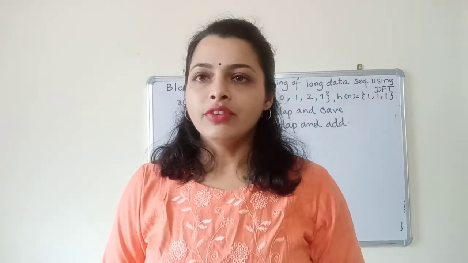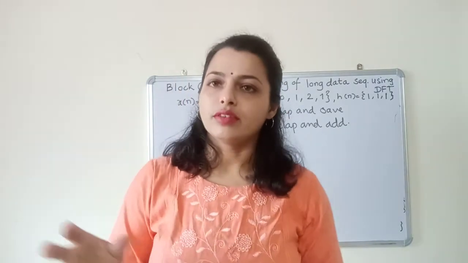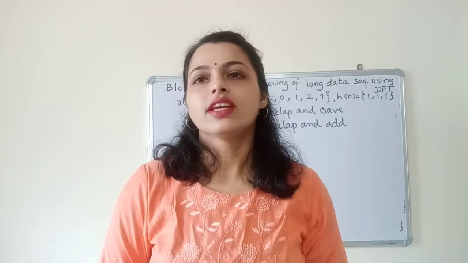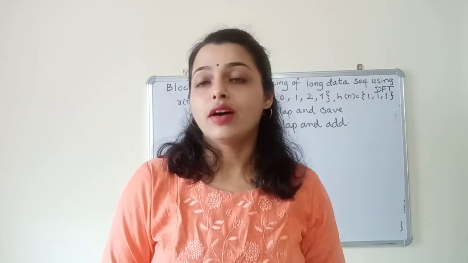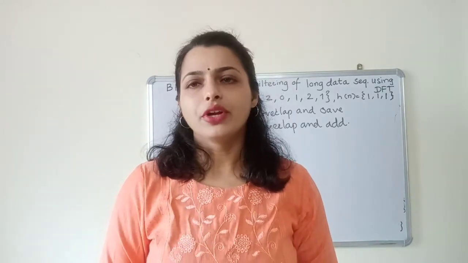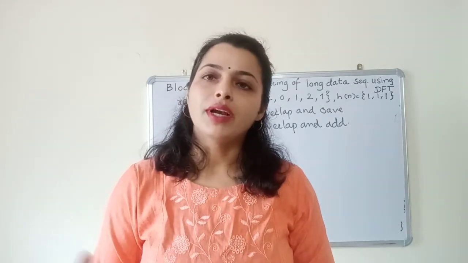When we get the linear convolution using circular convolution, we have seen the zero padding method. We have to add a lot of zeros according to the length of your impulse response, and then take the matrix multiplication. It is very computationally inefficient to multiply such large matrices. So what is the remedy for this?